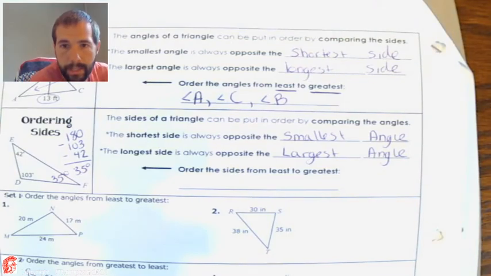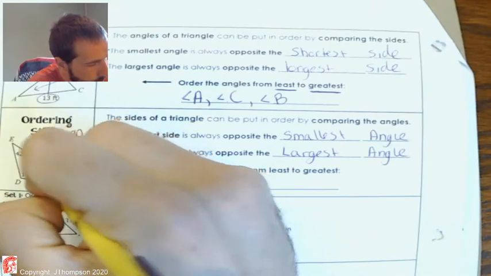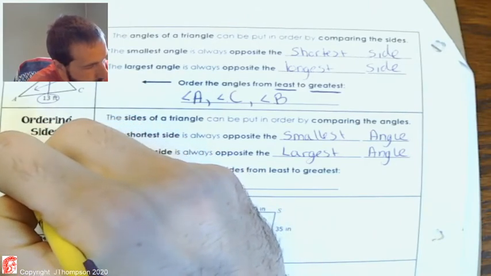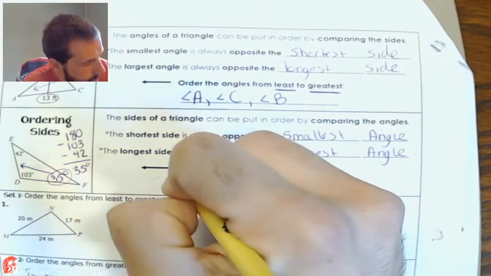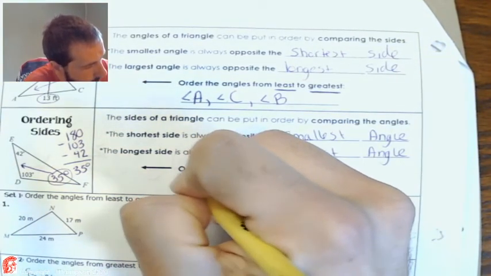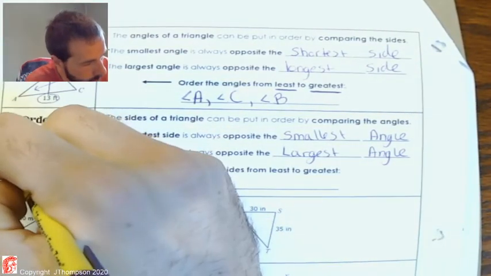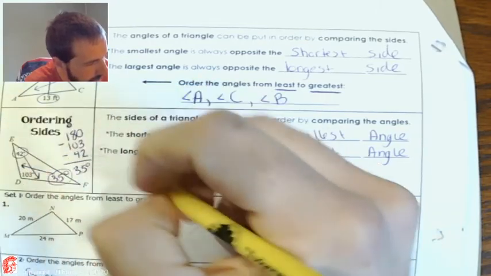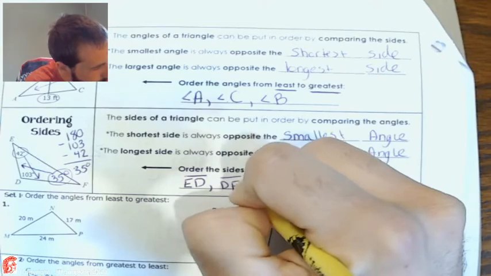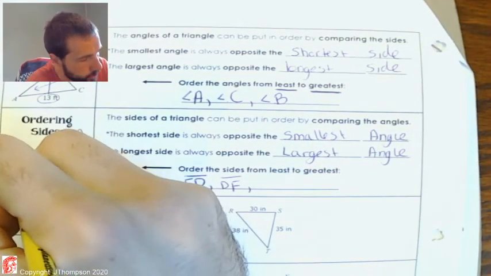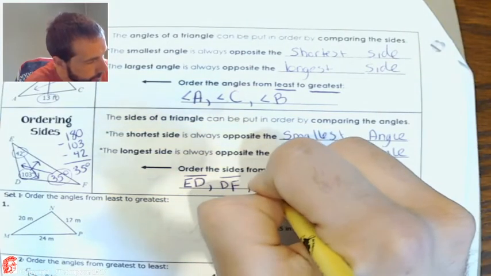which means that the smallest side is opposite that angle. So angle F is the smallest angle. So side ED must be the shortest side. So we're going from least to greatest. So ED is the shortest. After 35 comes 42. Across from 42, that would be side DF, or FD, however you want to say it. And then our longest side is across from our largest angle. So across from the 103, that would be side EF.